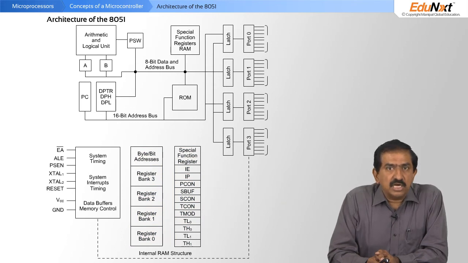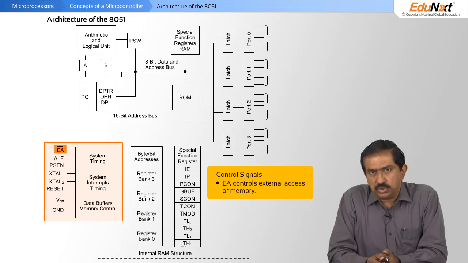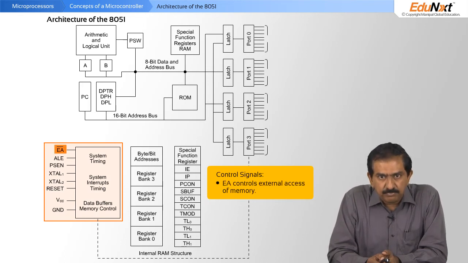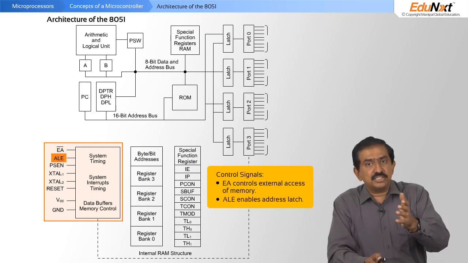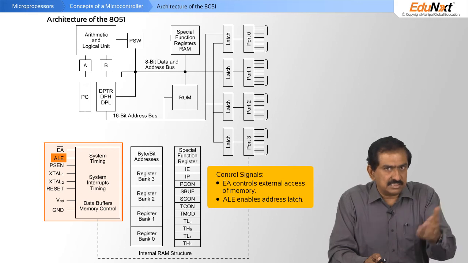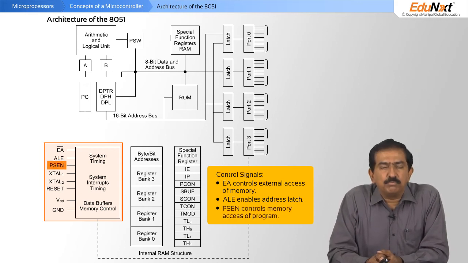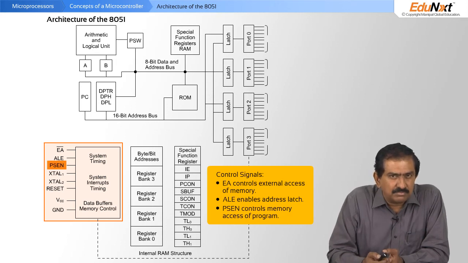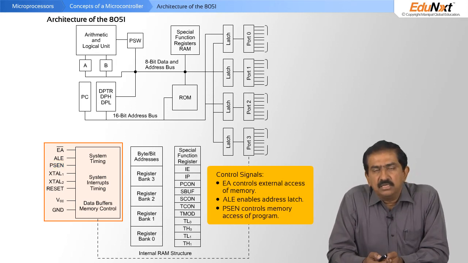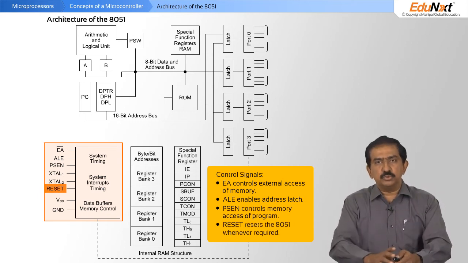The last piece of the architecture is really a set of control signals. The signal called EA is used to control external access of memory. The ALE is the address latch enable, and if you have connected it to the external world and you want to latch the address, the ALE signal can be used for that. The PSEN is used to control memory access of programs, so program memory enable, and obviously there is a reset signal which is used to reset the 8051 whenever you need to do so.